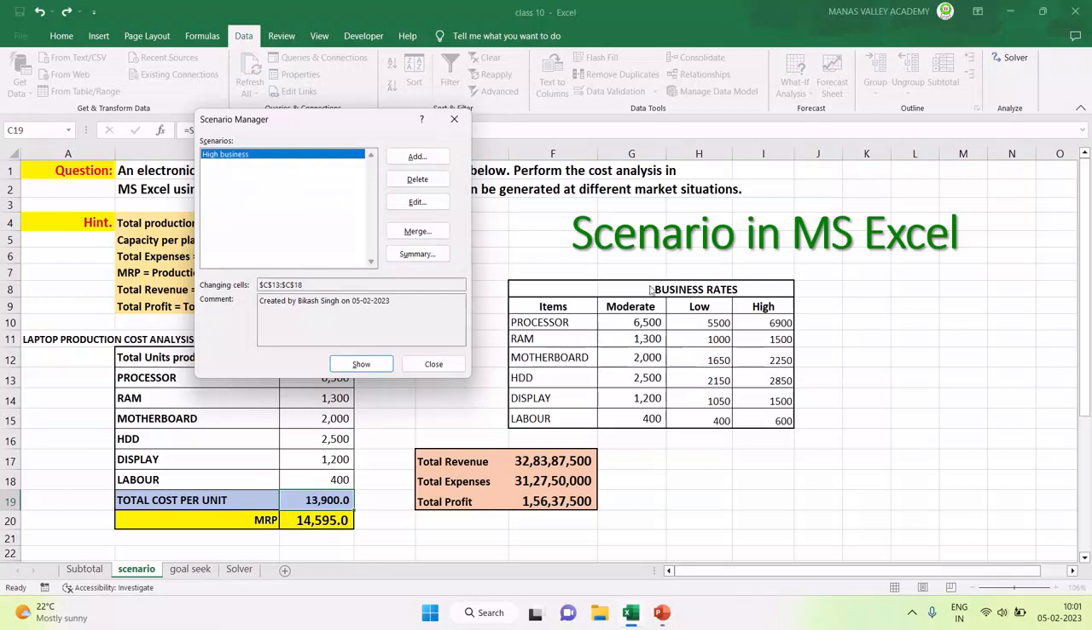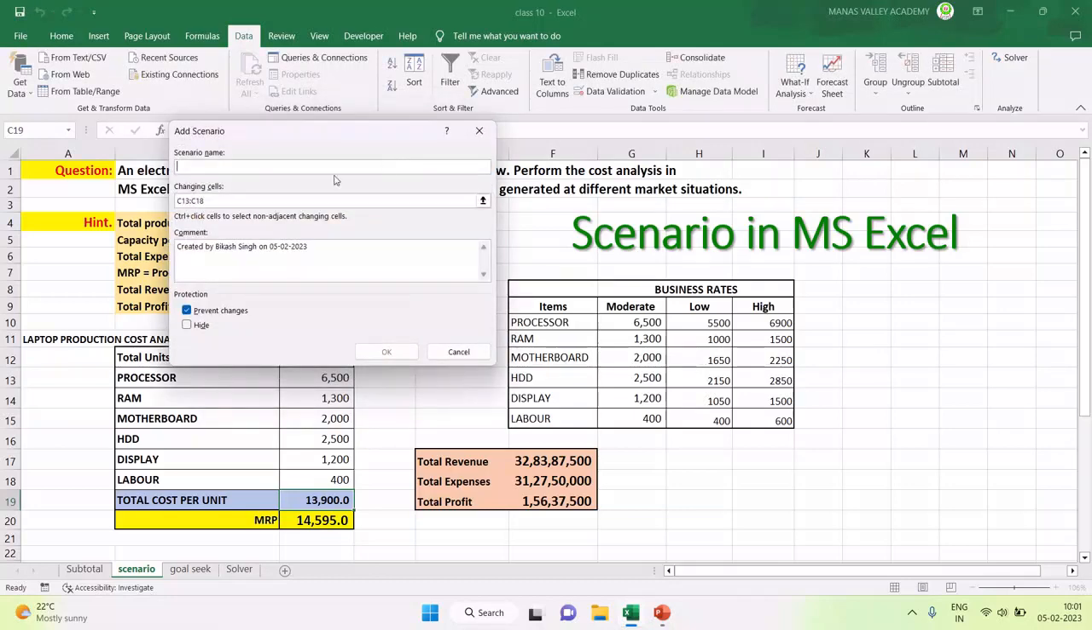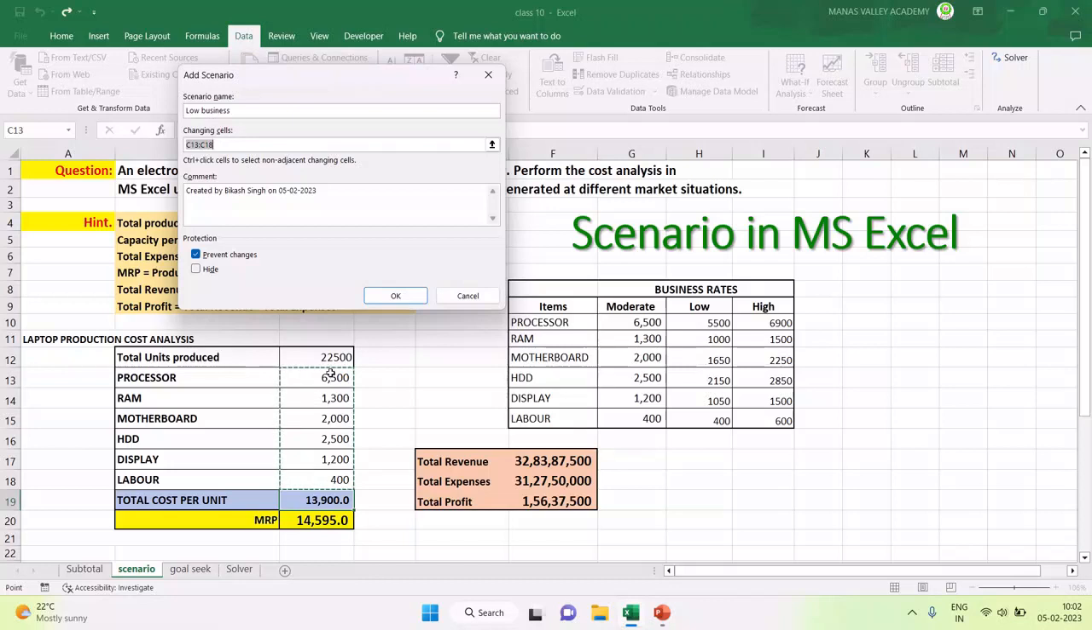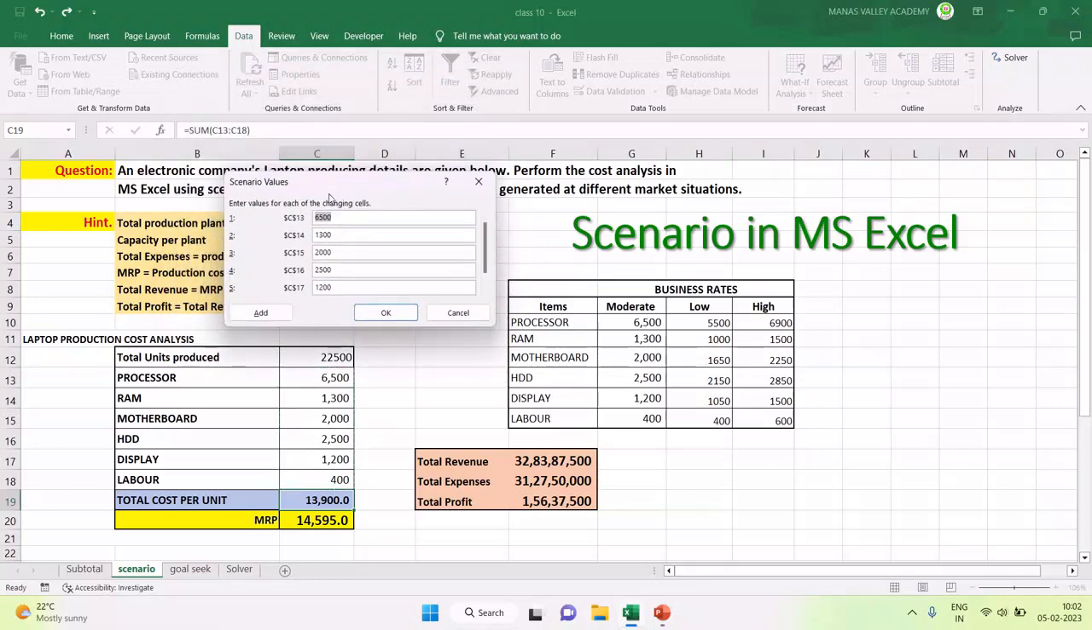Now you have to create another scenario for low business. Click on the add button and add the scenario name, suppose low business. The cell addresses C13 to C18 are automatically taken. You can also drag, but it is already taken here. Click on the OK button and again assign the values for the low business situation.